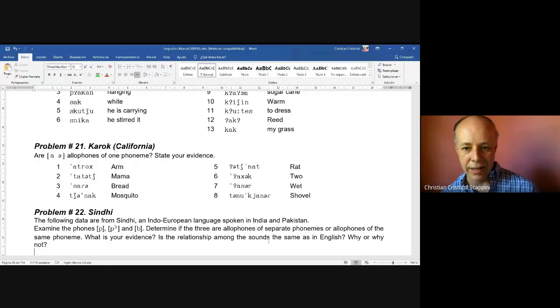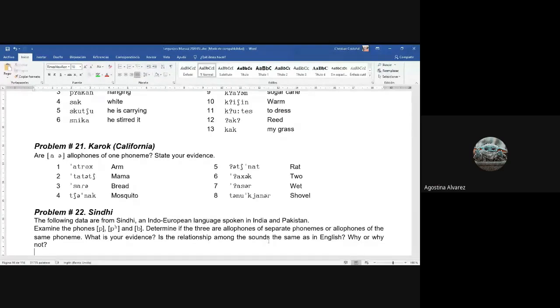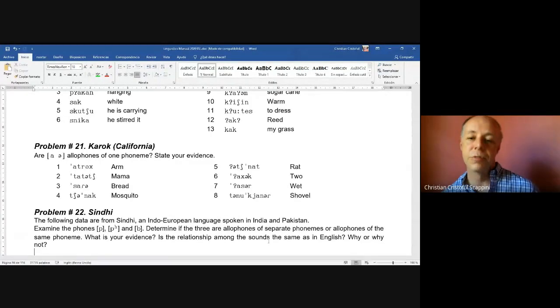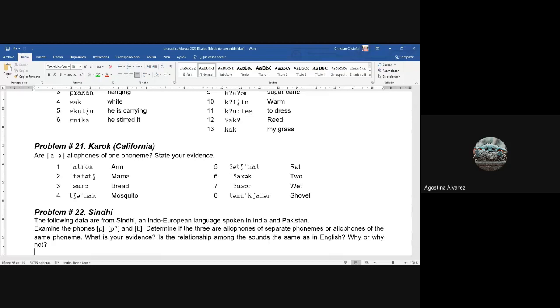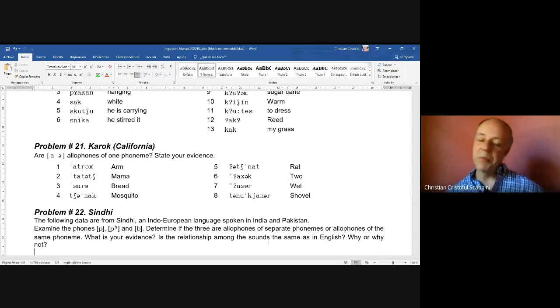There is consistency. Where? Show me. Yes, the a happens only in stressed syllables, and the schwa only happens in unstressed environments. Is this the same rule as English? Yes, it is.